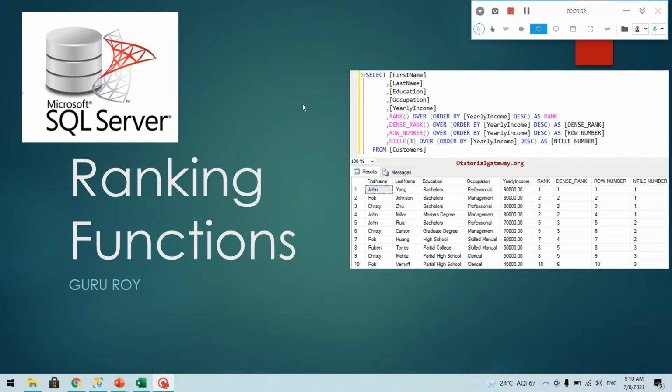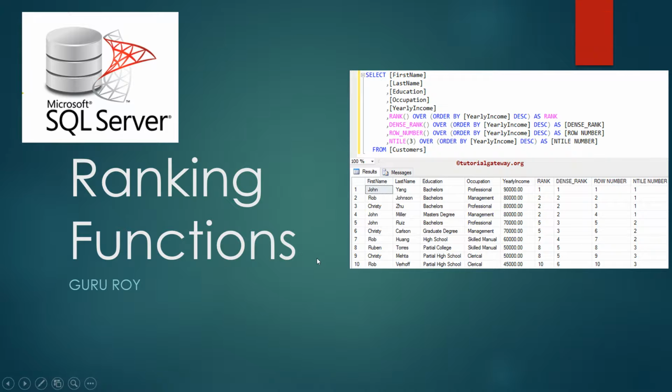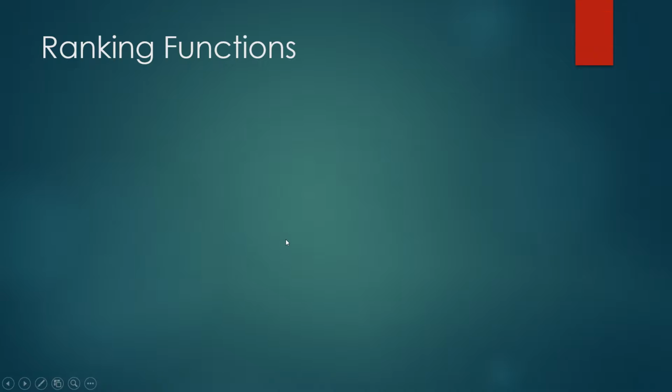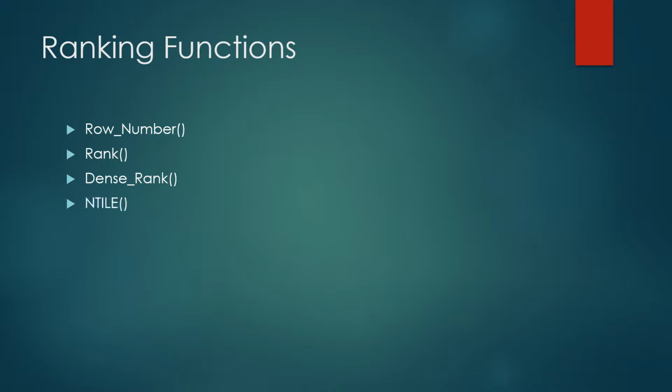Hi, in this video we are going to learn about ranking functions in SQL Server. So basically you'll see the ranking functions are ROW_NUMBER, RANK, DENSE_RANK, and NTILE. These are an important set of ranking functions which we use in SQL Server queries.